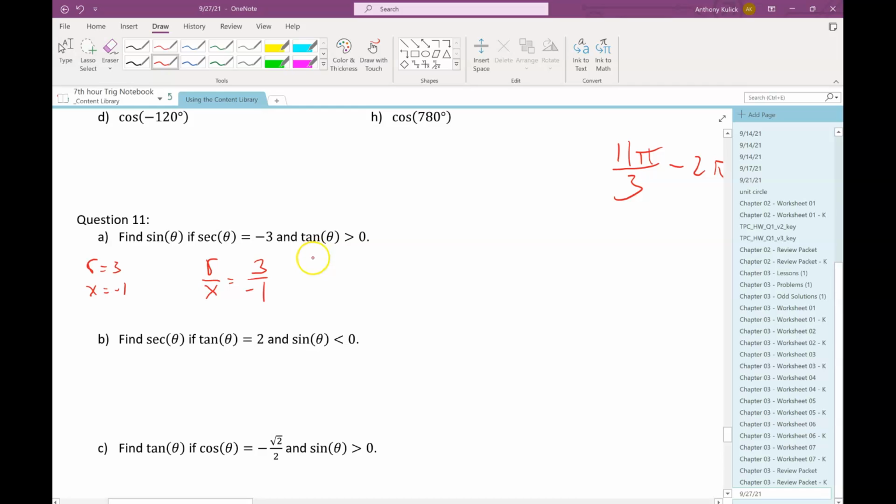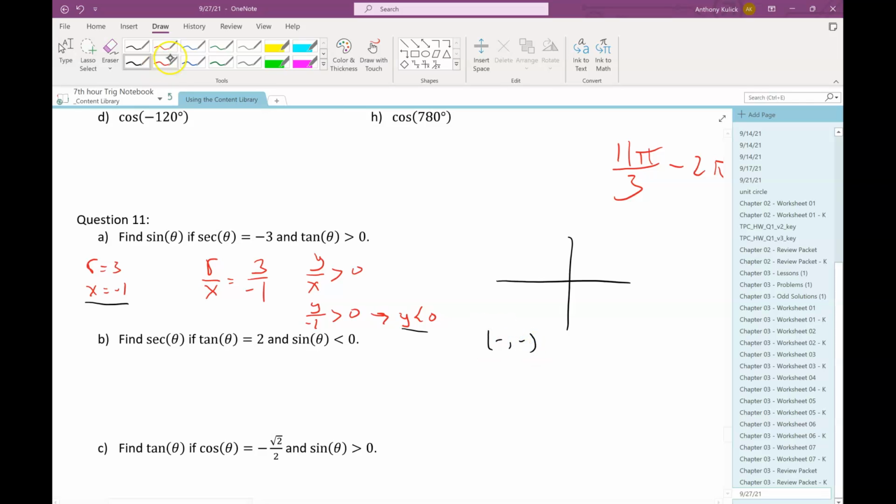Tangent, I know, is y over x. So since x is negative 1, the only way that y over negative 1 is positive is if y is also negative, right? Everybody happy? So I'll draw my picture. Since x is negative and y is negative, I'm going to be here in quadrant 3.